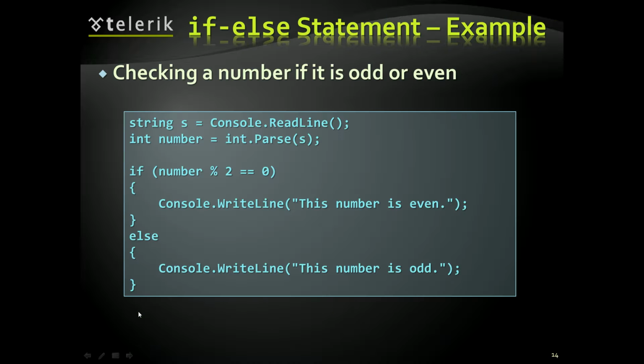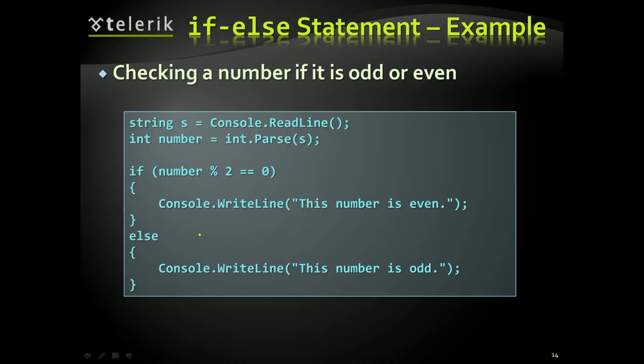So, some example. We read a number from the console and we want to check if that number is odd or even. What do we do? Well, we basically read the number, parse it as an integer, and then check. So how do we check if a number is odd or even? Well, all even numbers divide by 2 with a remainder of 0. So we can use the division with remainder operator. This will give us the remainder of the division of number by 2. And we check if that remainder is exactly equal to 0. And if that is the case, we just write on the console that the number is even.